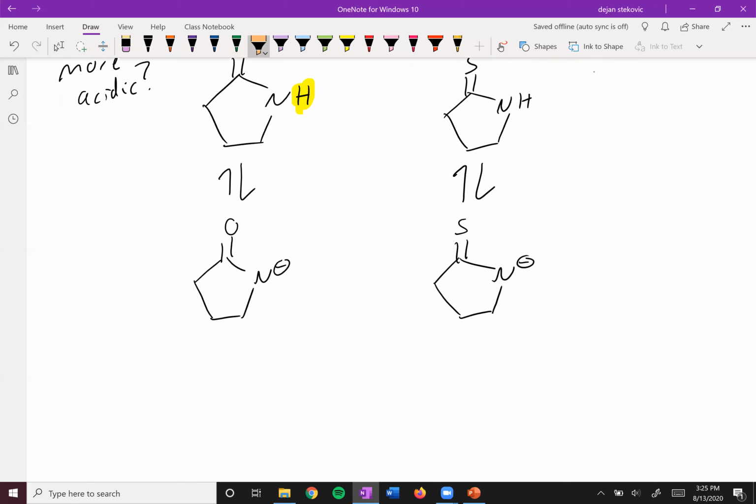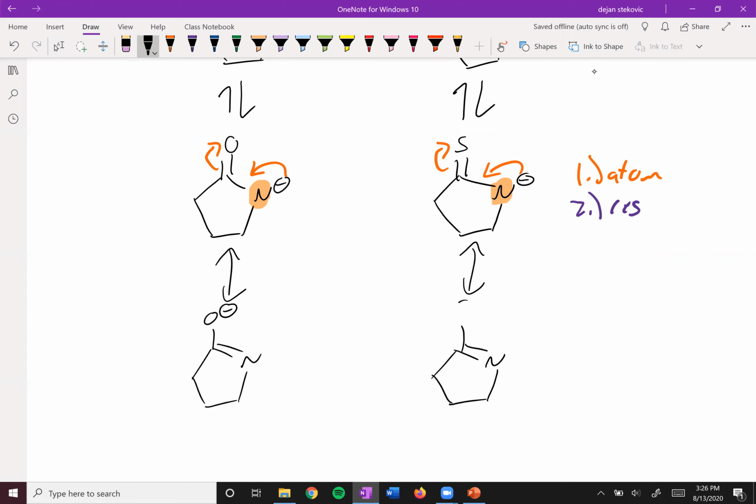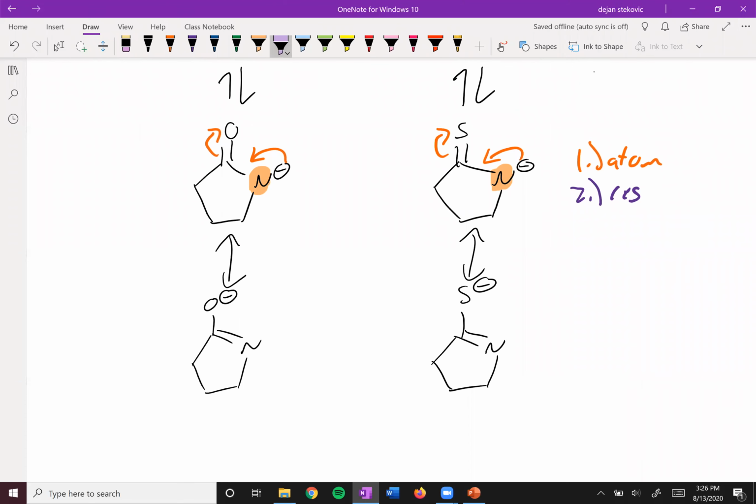At first, we can see that we have a negative charge on N. And so we're thinking, okay, same charge, same atom effect. Next thing we should go on to is resonance. And we could draw essentially the same resonance structure for both of them. And now we want to take a look at our resonance structures.